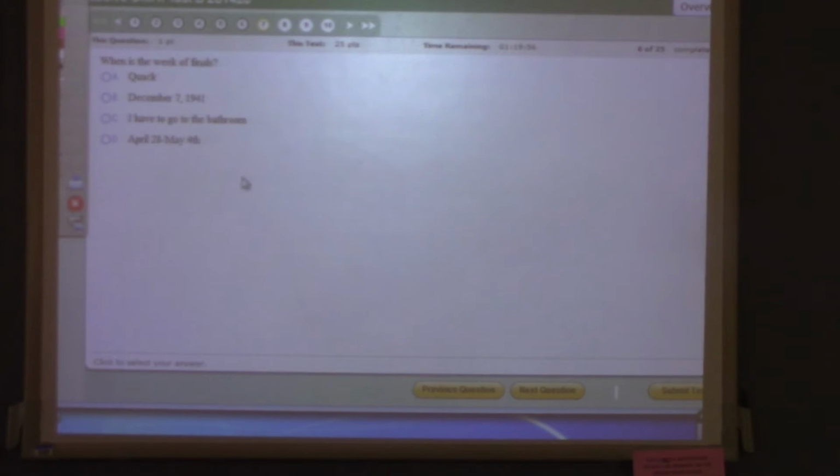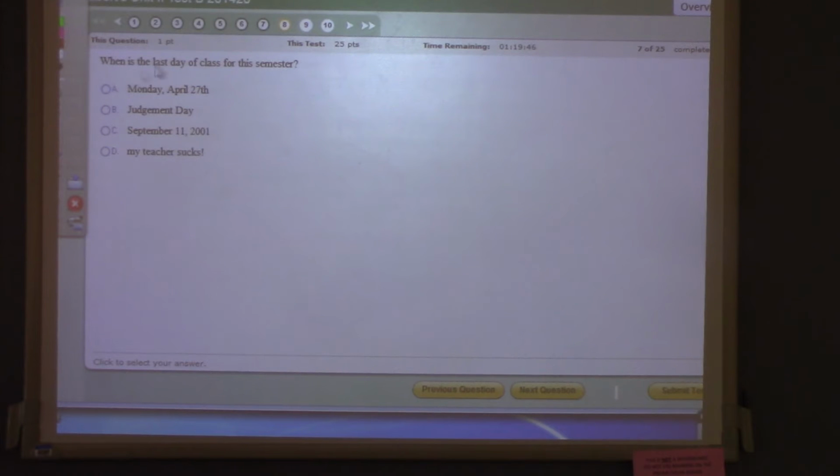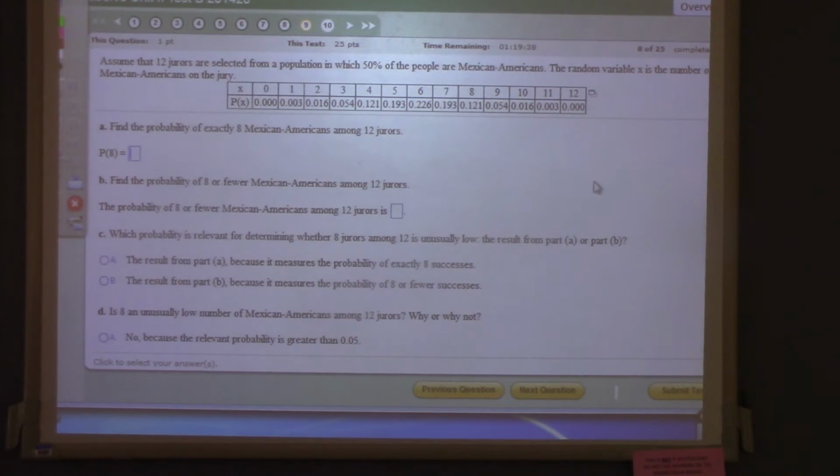When is the week of finals? Somebody will miss that one. When is the last day of class? This is a stupid question. This is the racist question. Oh, they did put in Mexican American, okay.